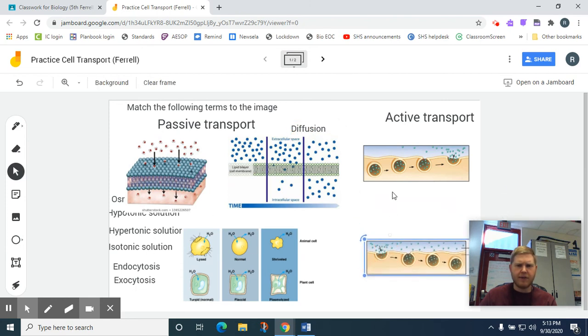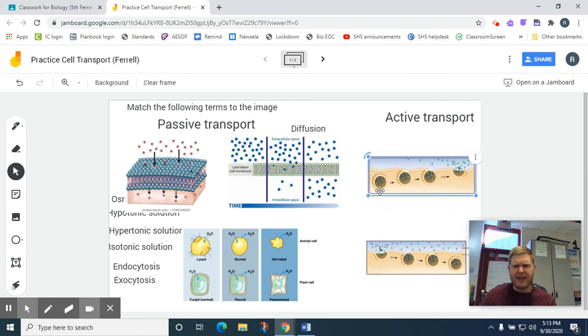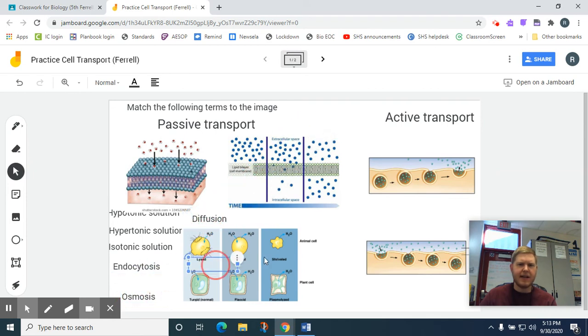So we're going to start over here with these things. If I look, things are exiting the cell. Do you guys remember which one of these words is when things exit the cell? That's going to be exocytosis. So this is exocytosis. This is an example of active transport. Things are going inside the cell or entering the cell. That's going to be an example of endocytosis.